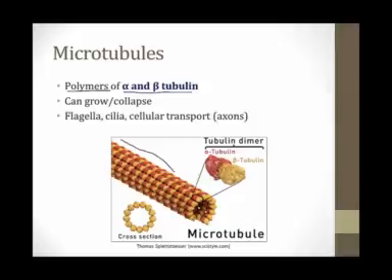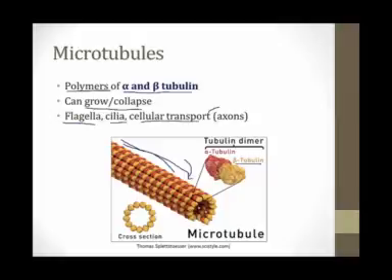You can see that it's a long hollow structure made up of repeating units shown in this drawing as red and brown units. The red units are alpha tubulin, the brown units are beta tubulin, and they alternate to make this long arm that is a microtubule. And microtubules are found inside of cells, and they can grow or collapse, and they're used in structures like flagella and cilia. They're also very important for cellular transport to move things around a cell.